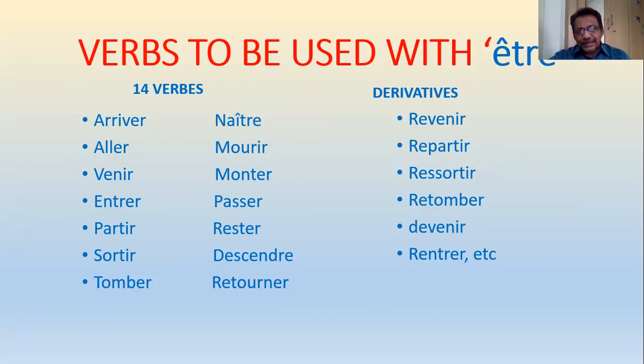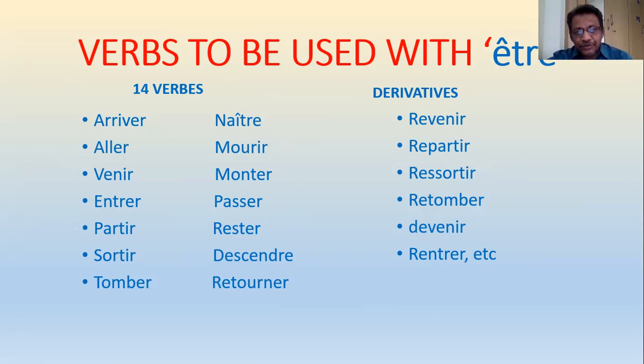Some people also say that a verb of movement is used with être. These verbs, if you notice, are intransitive verbs. What is an intransitive verb? An intransitive verb is a verb which will not take a direct object. After these verbs, there will be a preposition. A direct object cannot be used. Such verbs are called intransitive verbs, and all these intransitive verbs are conjugated with être.